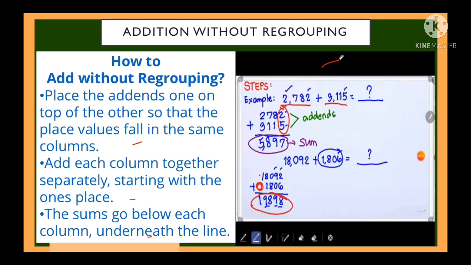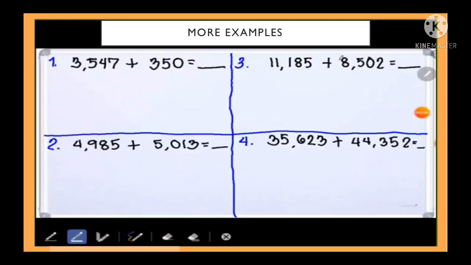19,898. That is how to use the steps here on my left side. Alright? Okay, good job. Okay, so we have here other more examples. So please do listen and watch the video. Okay, so these are the other examples that we will practice before you do your activity.